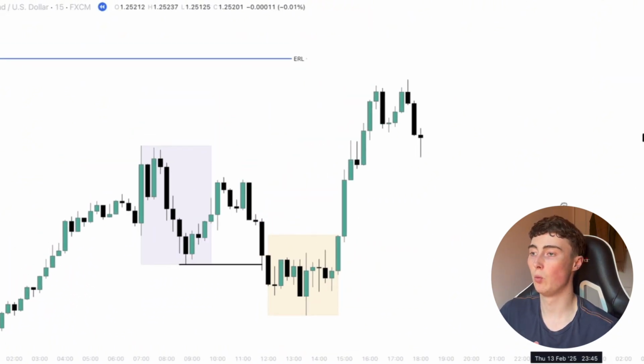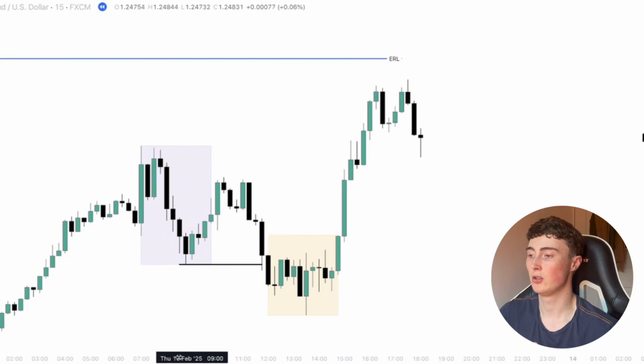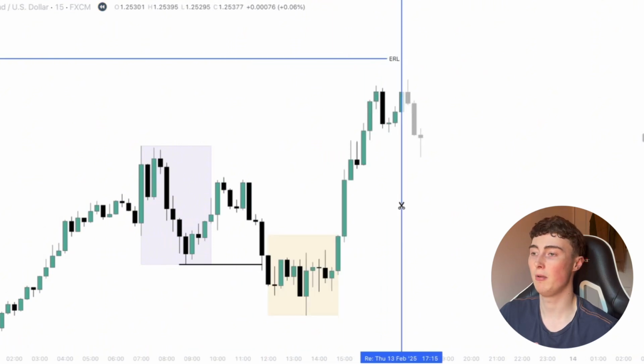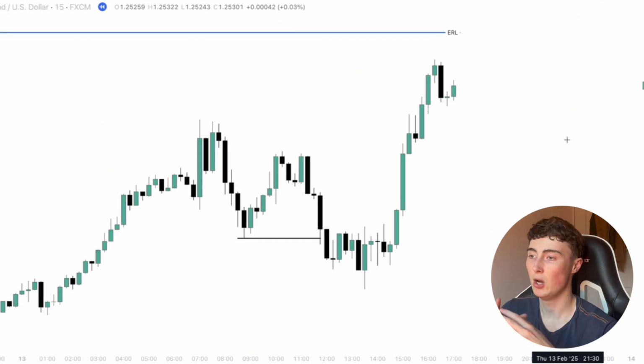If I play this out, price presents the entry, which I'll show you in a minute, and then we run towards this external range liquidity target. And if we find 5 p.m., it is this candle here. So you can see that price until 5 p.m. ran very aggressively towards the external range liquidity. So again, we're timing these expansions with high accuracy.